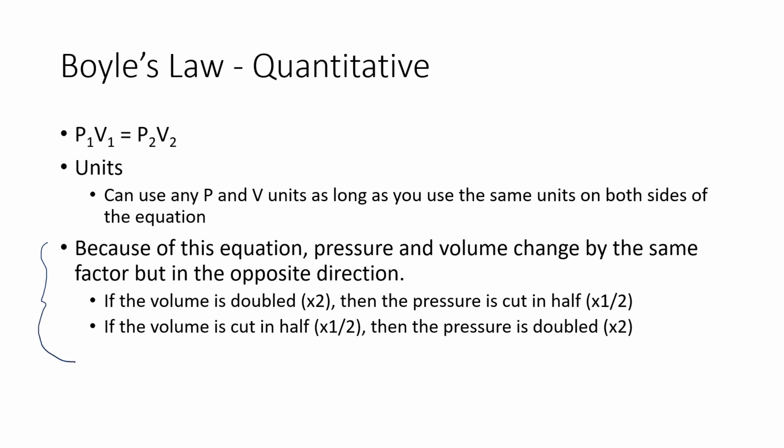Because of the nature of the equation describing Boyle's Law, P1 V1 equals P2 V2, because everything's just multiplied together and the pressure and the volume have to act in opposite directions, they're going to change by the same factor. So for instance, if you double the volume, the pressure has to be cut in half, or multiplied times 1/2. If the volume is cut in half, or multiplied by 1/2, then the pressure will be doubled.